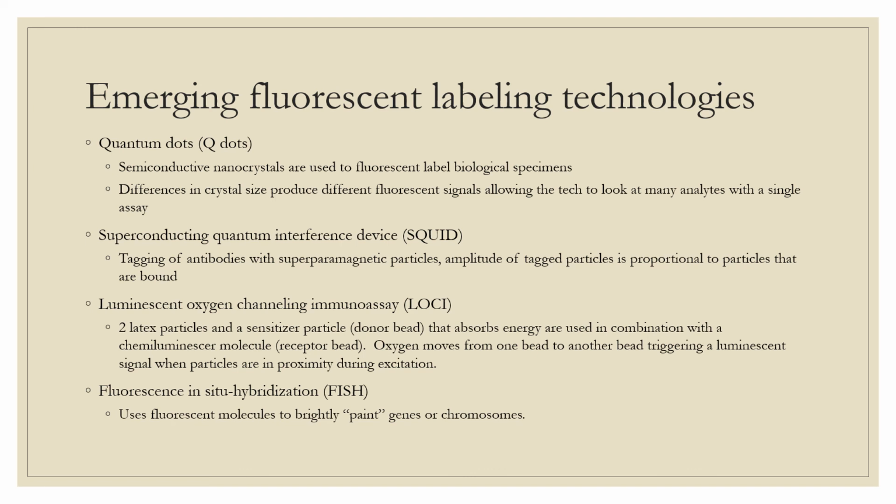And then we have FISH, fluorescence in situ hybridization, where we use fluorescent molecules to brightly paint genes or chromosomes. So those are the emerging fluorescent labeling technologies. So that's it. That's ELISA and immunofluorescence in a nutshell. Be sure to read the chapter on immunoassays, and this will be a little bit easier for you to understand when you have all those images in front of you in the textbook.